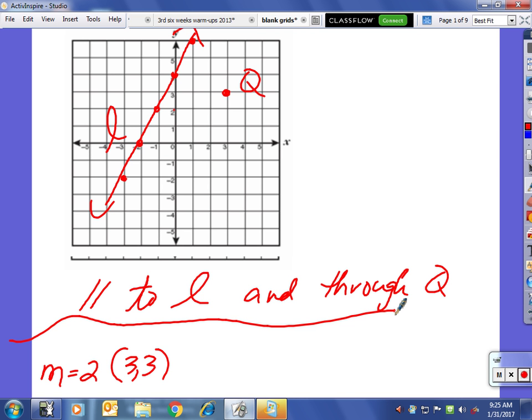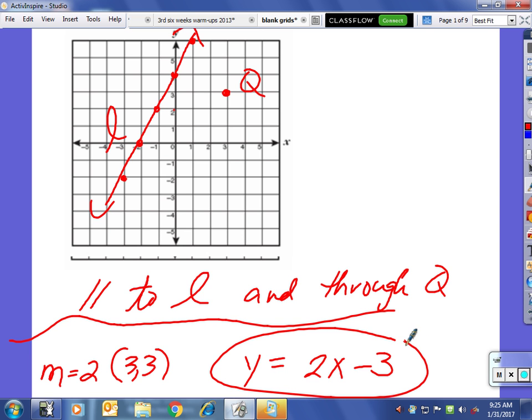And sometimes you can almost use the picture. I know you don't have this grid in front of you, but I'm going to draw it out on the picture and see if I can tell where it's going to cross the y-axis. Because basically what I need here is the y-intercept. I've already got the slope. I need the y-intercept. So what did y'all get? Okay, y equals 2x minus 3.